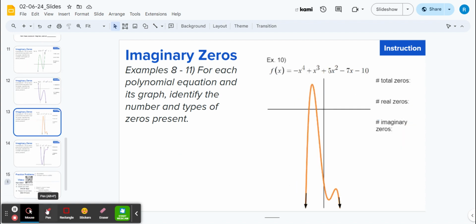Let's keep going with this. You should be able to start trying this on your own if you can. Example 10, we have 4 as our degree, so we should expect 4 total zeros. If I look at my graph, it looks like we have 1 here, 1 here. And so we have 2 real zeros on our graph, which should tell me that 4 minus 2 leaves that we should have 2 imaginary zeros that show up.